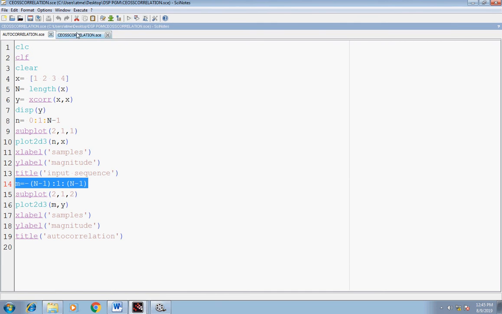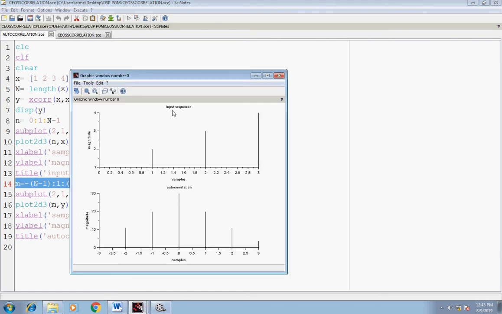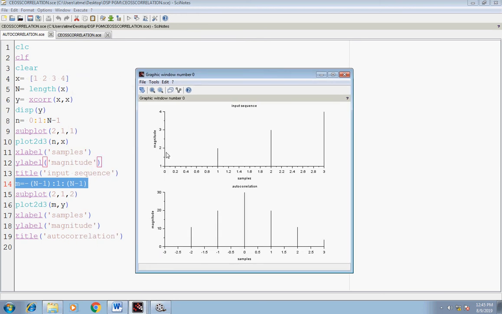Okay, so this is how we are going to plot it. Once it is typed, we can save and execute it, and the graphical window is like this. So the input sequence is this one. Already we have defined 1 2 3 4, so it is 1 2 3 4. If you want to know the values, you can click on this toggle data tip mode, and on the tip of this one you can click here, so you'll get the values.